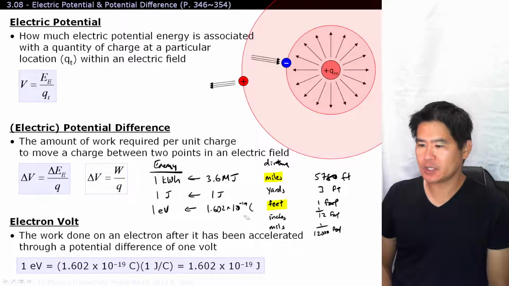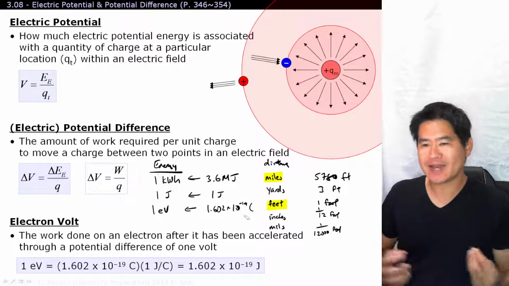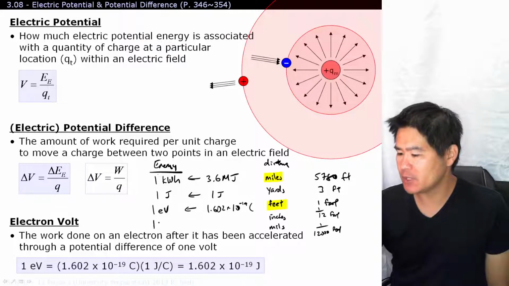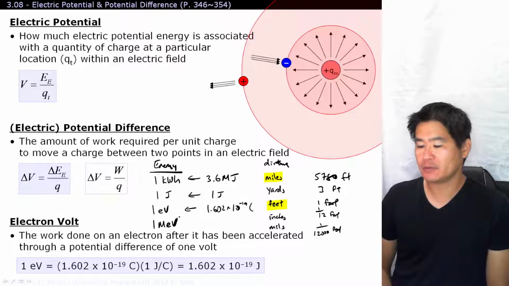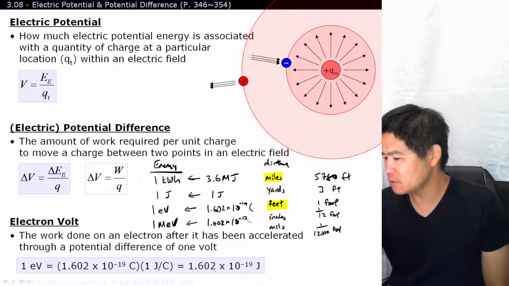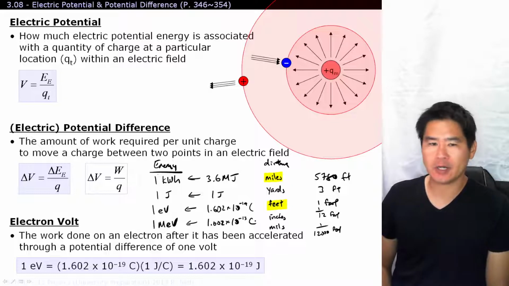Whenever you're dealing with big quantities of energy, you'll measure in kilowatt hours. Whenever you're dealing with very tiny quantities of energy, you'll measure in electron volts. And in grade 11, you might remember that sometimes an electron volt is too small, so we'll use mega electron volts, which then will be 1.602 times 10 to the negative 13 joules, I believe. Add 6 to negative 19. Yeah, that's the right answer.